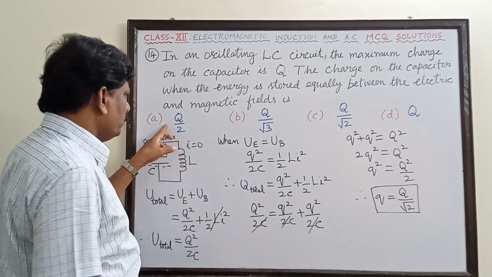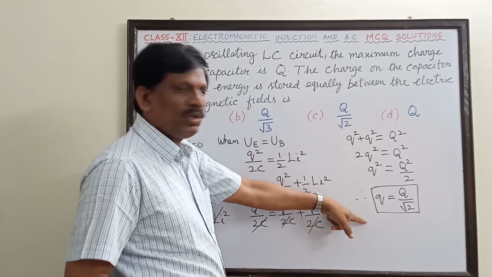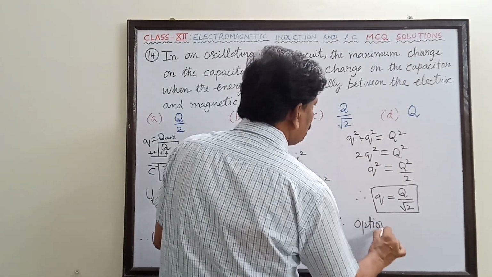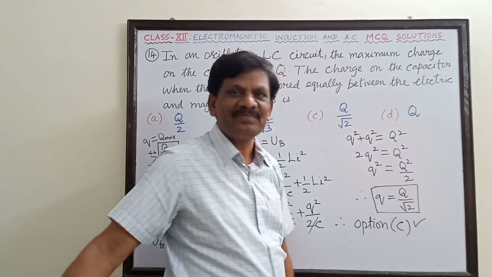Understand? So which of the options? The option C is Q by root 2. Therefore option C is the correct answer.